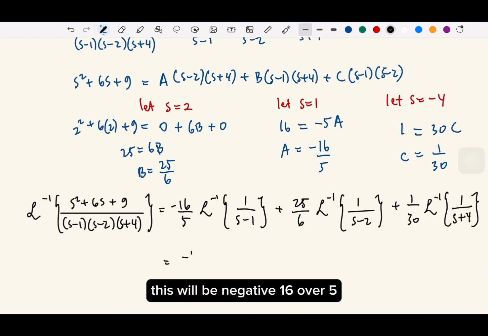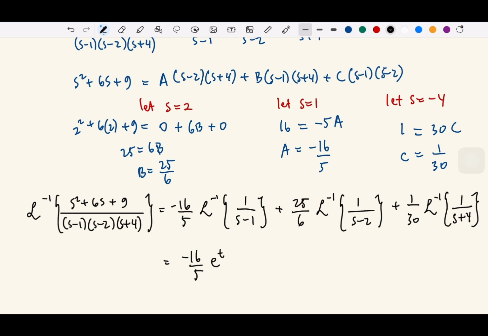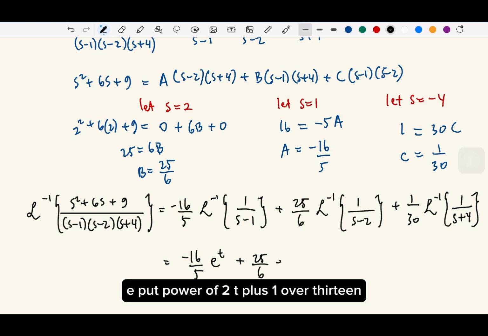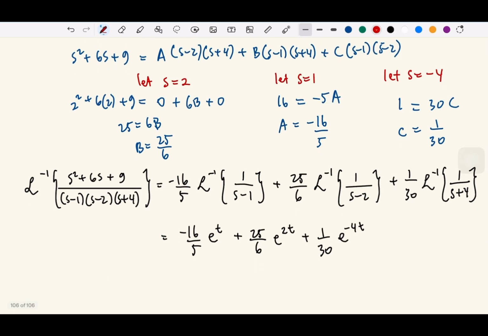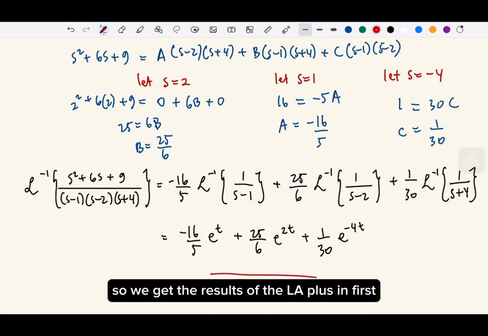This will be negative 16 over 5. 1 over s minus 1 is e, right? E to the power of t. Plus 25 over 6 e to the power of 2t, plus 1 over 30 is e. Now it's s plus 4, so it's e to the power of negative 4t. Okay, so we get the result of the Laplace inverse.